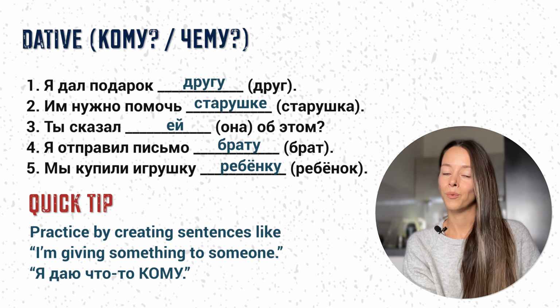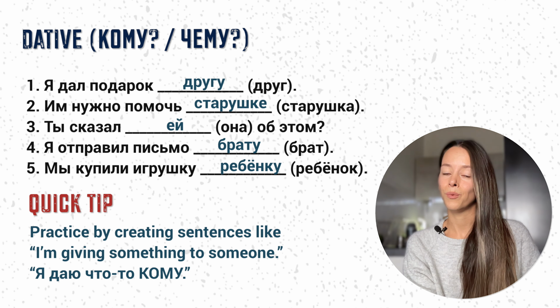Он рисует карандашом. Я интересуюсь искусством. Мы ужинали с семьей. Looking at these examples, you can notice when we need to use the instrumental case. So as we already said, we use it to express accompaniment.